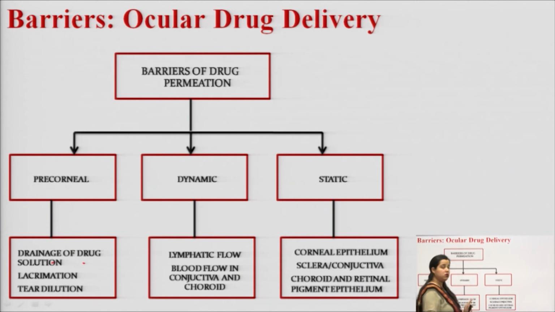Then dynamic: it is lymphatic flow, and blood flow in the conjunctiva and choroid. Now, the third one is static. This is the corneal epithelium, and it includes sclera, conjunctiva, choroid and retinal pigment epithelium. So, these are different types of barriers which may have an adverse effect on the conventional dosage form, and this is the result. Then we have to choose an alternative therapy or alternative approach to develop efficient ocular preparations.